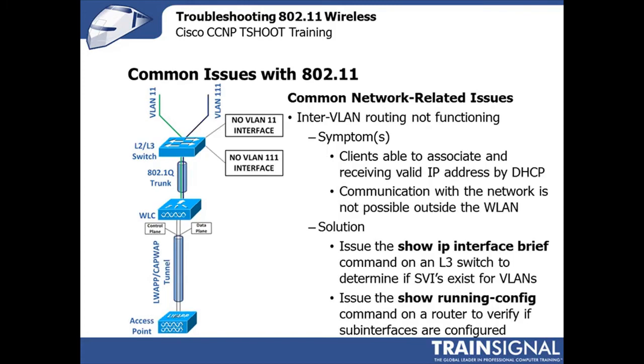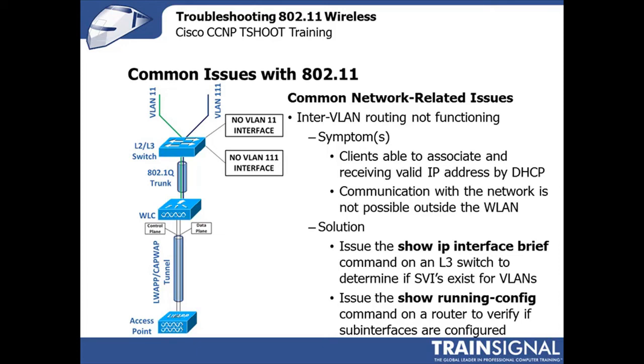Another area has to do with network-related issues. Inter-VLAN routing is not functioning. If you recall, there are two ways to have inter-VLAN routing work. If you have a layer 2 only switch, you'll have to use an external router, called router on a stick. You have to have a series of subinterfaces created on the LAN interface of the router, along with the correct VLAN encapsulations and VLAN IDs, or you have a layer 3 switch with an internal route processor.